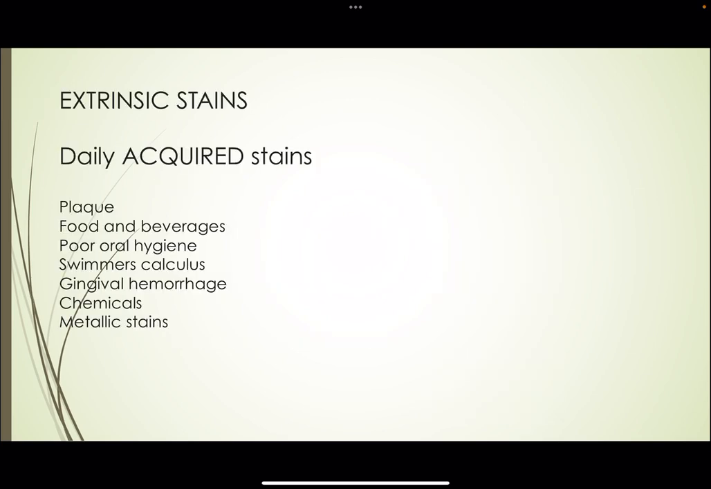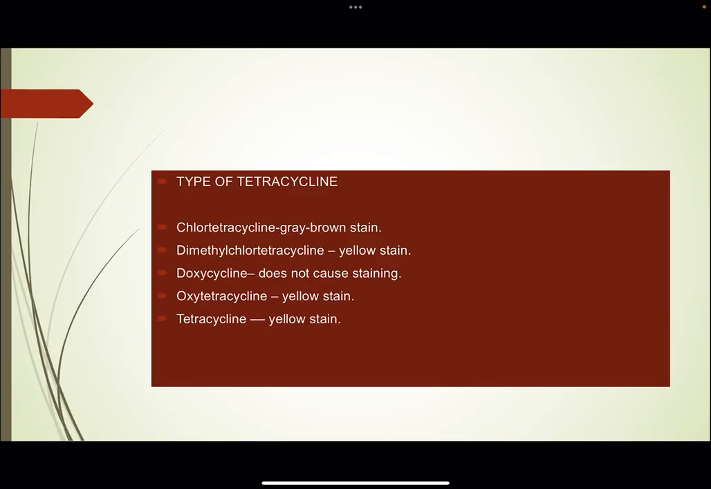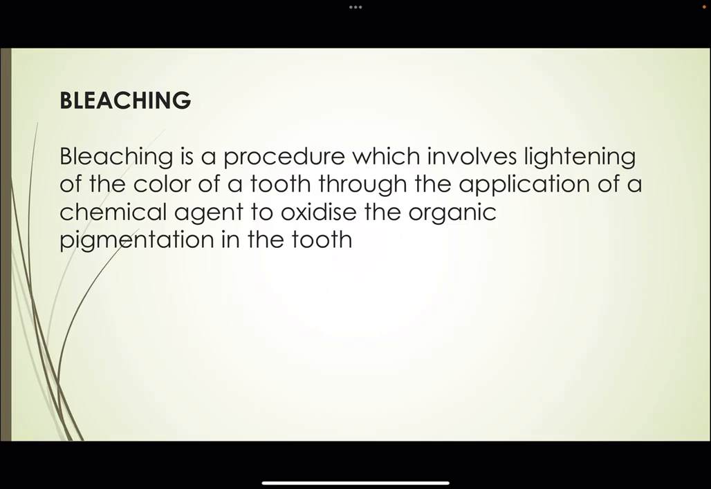Extrinsic stains are daily acquired stains and include plaque, food and beverages, poor oral hygiene, swimmer's calculus, gingival hemorrhage, chemicals, as well as metallic stains. Types of tetracycline stain. Chlortetracycline causes grey-brown stain. Dimethyl chlortetracycline causes yellow stain. Doxycycline does not cause any staining. Oxytetracycline causes yellow stain, and tetracycline causes yellow stain.